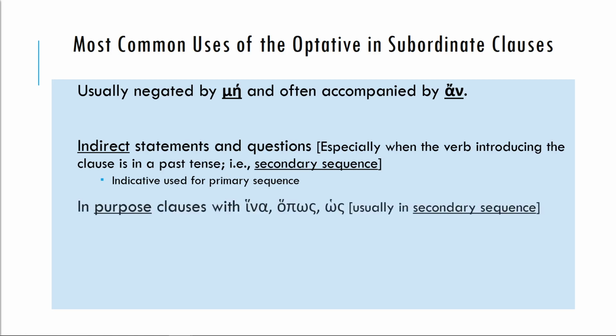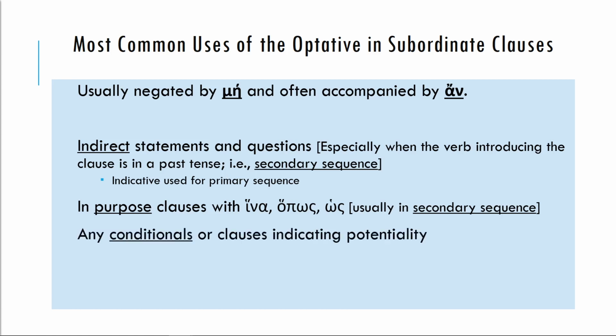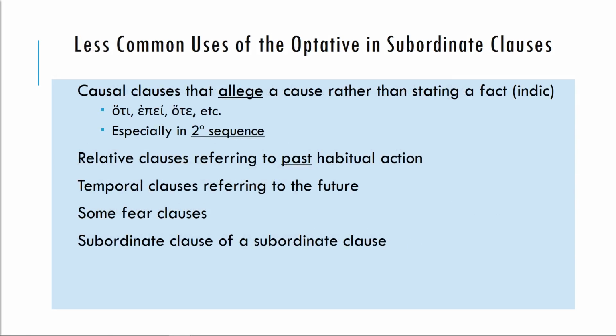You look at the optative and say, oh, there's a historical tense in the main verb. That's why the optative is there. In purpose clauses, again, if the main verb is in the past tense, the verb of the purpose clause will be in the optative. If the verb is in a primary sequence, the verb of the purpose clause will be in the subjunctive. Any conditionals that indicate potentiality also often have the optative. And if you put a subordinate clause within a subordinate clause, sometimes they'll throw that into the optative, just to let you know. Some fear clauses, some temporal clauses, some relative clauses, causal clauses that allege a cause instead of stating a fact.